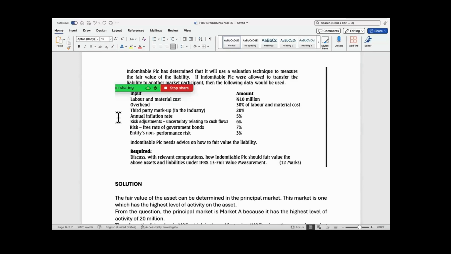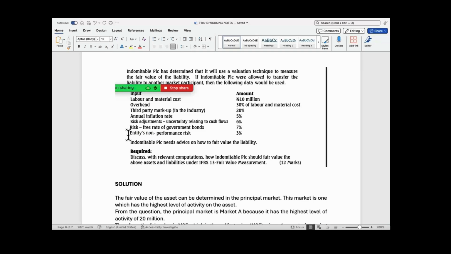So they give us risk-free rates. You know that by the time you add a premium to a risk-free rate, that gives you the market rate. And this entity's non-performance risk is synonymous to a premium. So hopefully a lot of you will be able to figure out that the discount rate to use is the risk-free of 7% plus the entity non-performance risk of 3%. Then the discount rate will be 10%.